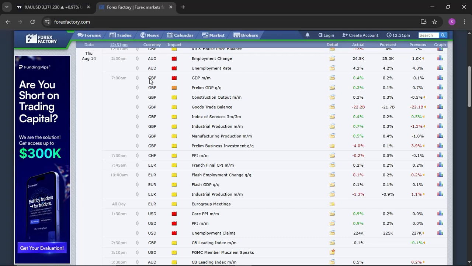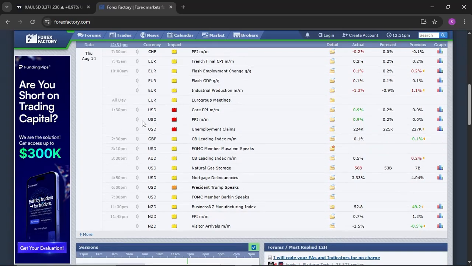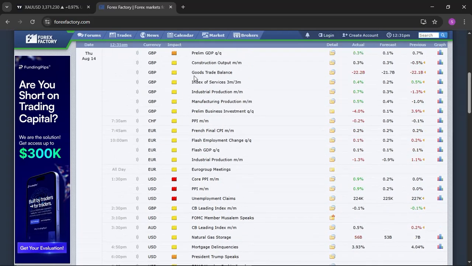Now I don't have anything to do with Australian dollar or Great British pounds or CHF or euro. Then we have USD here, that is 130. We have core PPI. Now this, let me start with this impact.